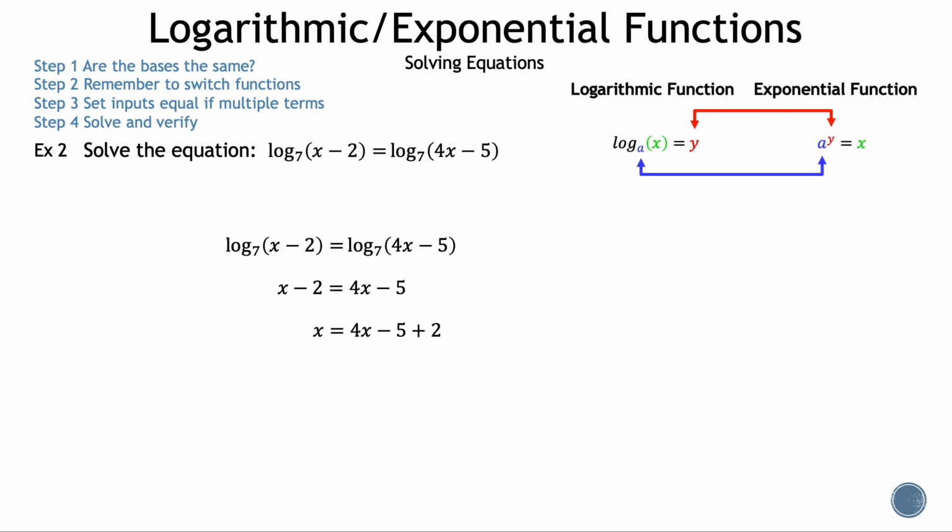Let's add 2 to both sides, and negative 5 plus 2 is negative 3. So now we have x minus 4x is equal to negative 3. Whoa! What other step do you think we did at the same time?